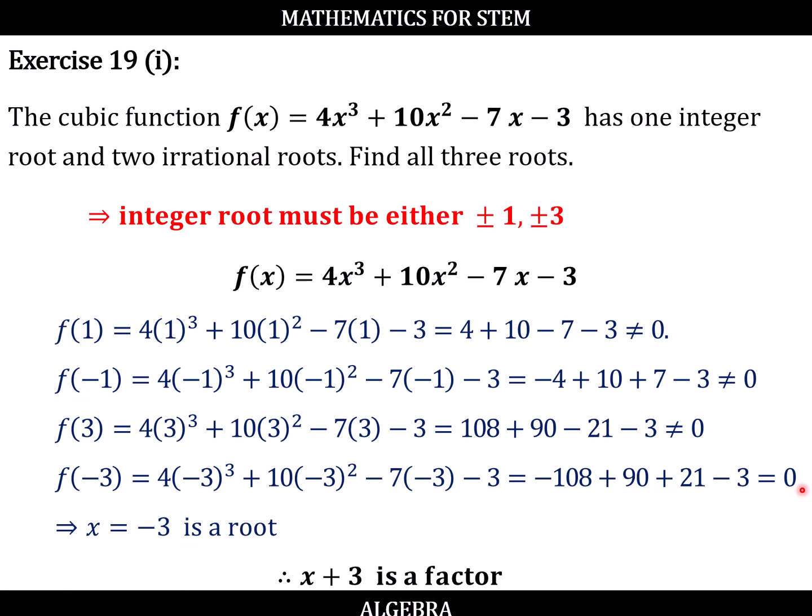Now, if it's a factor, that means we can divide the original cubic expression by this linear expression, and we're going to get a quadratic. So when you divide a cubic by a linear, this will give a quadratic. So we're going to use long division. We're going to divide 4x cubed plus 10x squared minus 7x minus 3 by x plus 3 using long division.